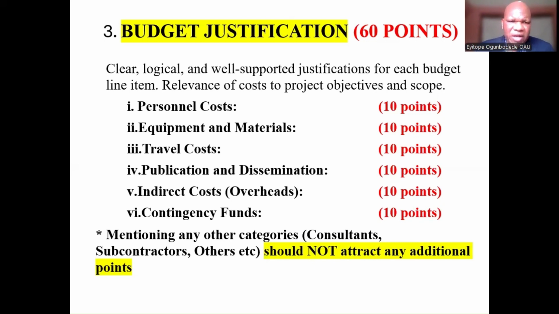And so when there is a justification for the personnel cost, you give 10 points. If there is justification for equipment and materials, you give 10 points. There is justification for travel costs, you give 10 points. Justification for publication and dissemination, 10 points. Indirect cost, 10 points, and contingency funds, 10 points. So the total score for budget justification will be 60 points.